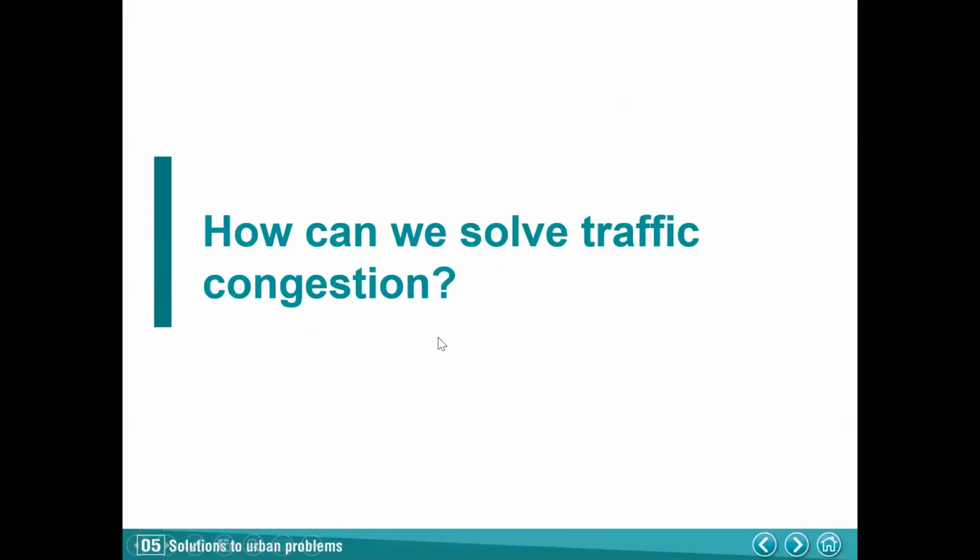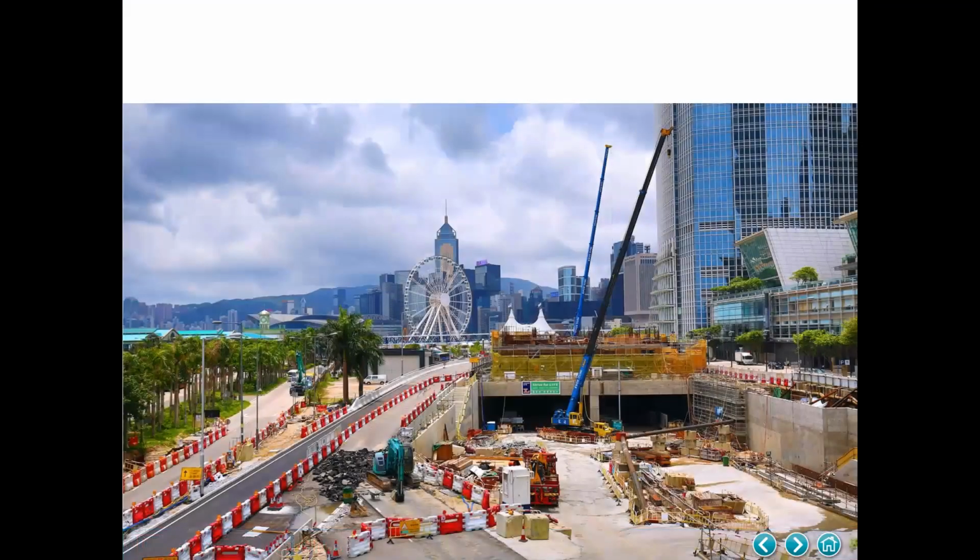And third, how can we solve traffic congestion? Now, this is the construction of the Central-Wan Chai Bypass. This is because the roads in Central are very narrow, and these roads cannot cope with the heavy traffic passing the central area.